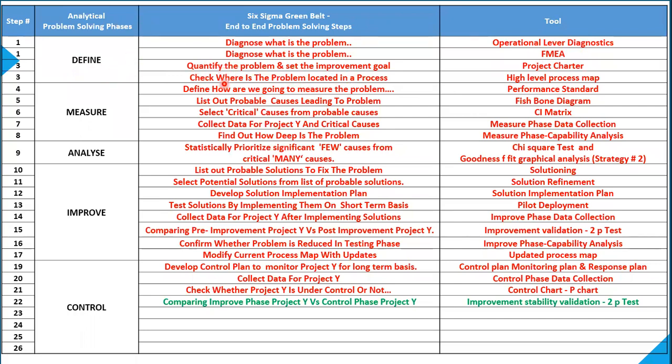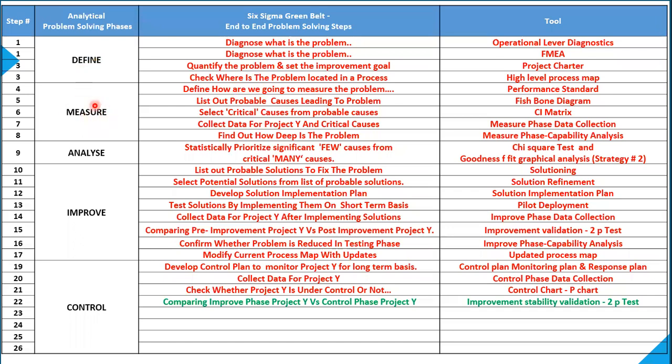Once that is done, of course, the very next thing is you're going to quantify the problem and set the improvement goal. By the end of the day, you want to reduce or fix the problem, and for that sake, we got to have a goal. You're going to document it with the help of a project charter. Then once we finalize what is the problem to work upon, we are going to find out where actually the problem is located in a given process. That's with the help of a high level process map. So in the define phase, we define what is the problem and where is the problem.